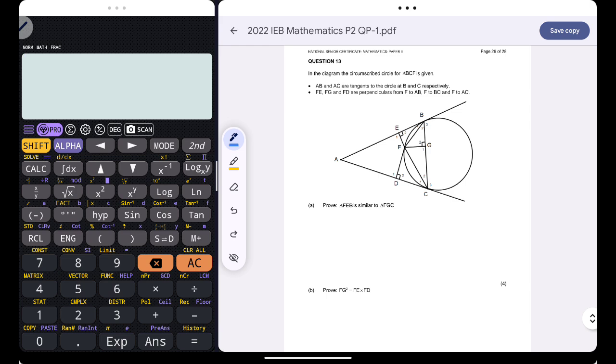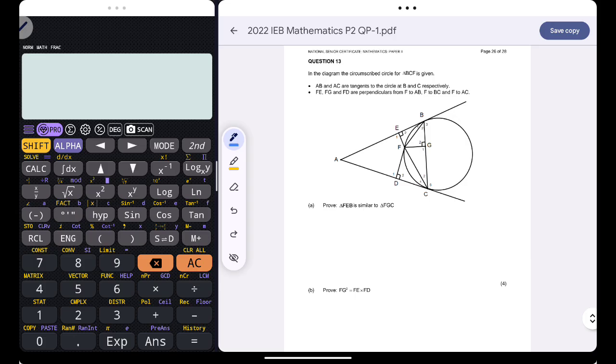question 13. Question 13, guys, we are told that in the diagram, the circumscribed circle for triangle BCF is given. And then we are told that AB and AC are tangents to the circle at B and C respectively. FE, FG, FD are perpendiculars from F to AB, BC, and also to AC.